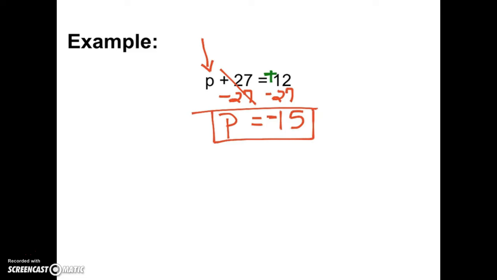And if you're confused about where I'm getting these rules from, you want to go back and watch my video either on YouTube or on our Schoology account about adding and subtracting with negative numbers. Okay, there's a fun little song. So let's look at another example.